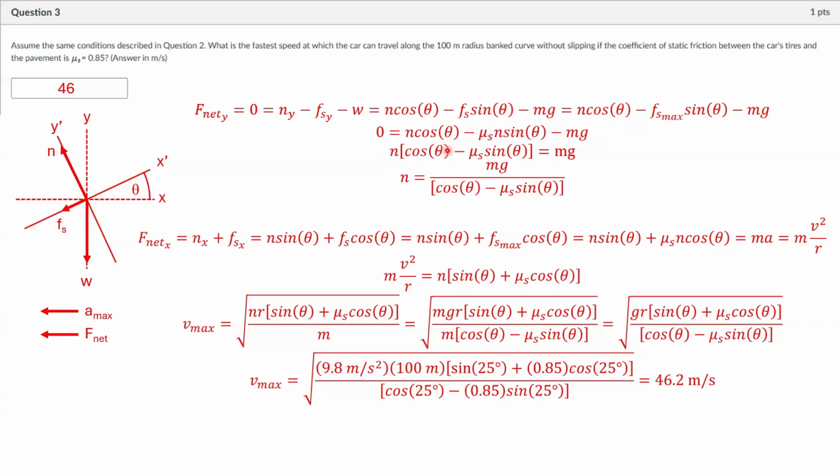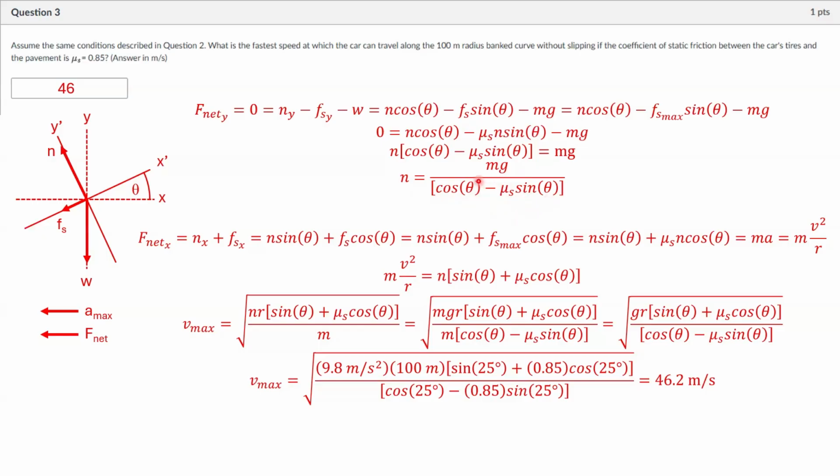Group these two that have n in them. I'd have n times cosine theta from this minus mu s times sine theta from that, and that would be equal to mg, which I pulled across. Then if I took that mg divided by all the stuff inside the square parentheses, I would have a solution for n in terms of the mass of the car, the gravitational acceleration, cosine of the angle I have minus the coefficient of friction times the sine of the angle I have.